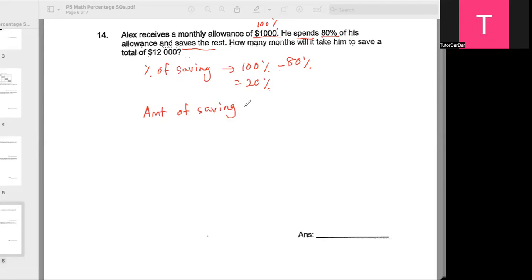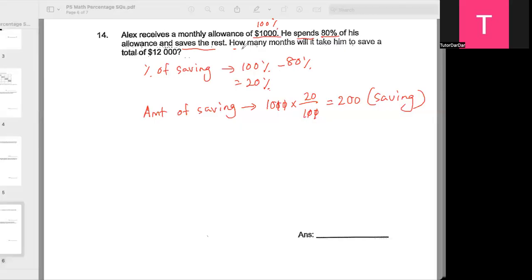the actual amount, how are we going to find? That means $1,000 multiplied by this 20%. Okay, this 0 cancel, 20 cancel, 10 times 20, you will get $200. So every month he is saving $200.